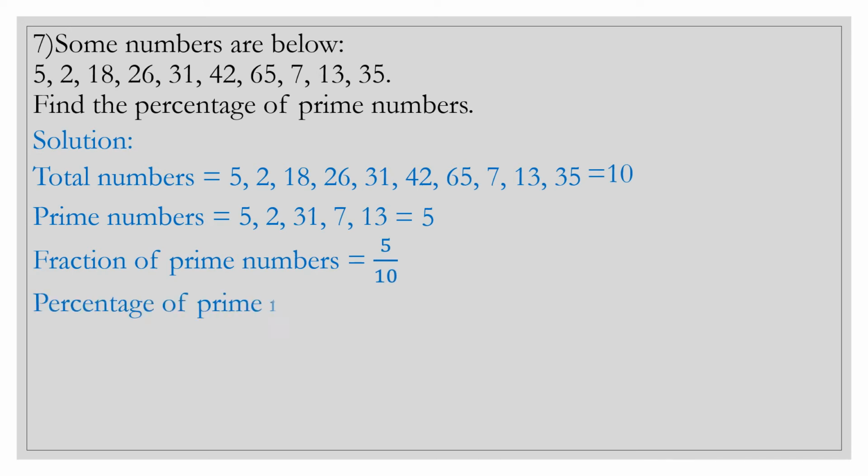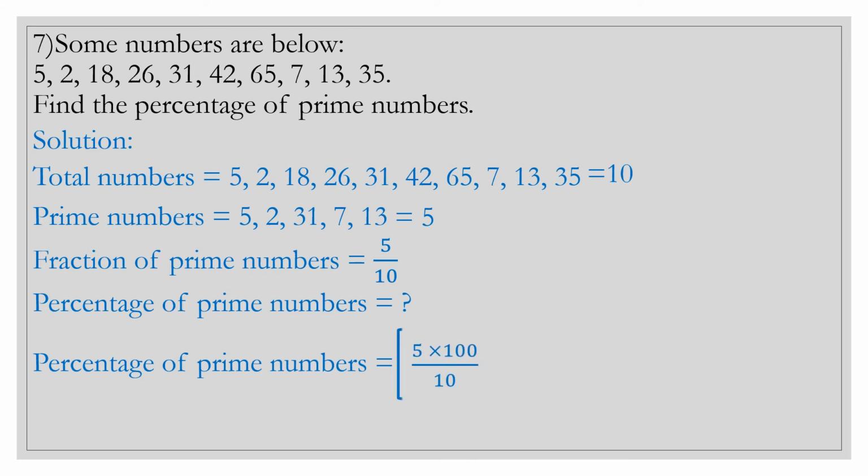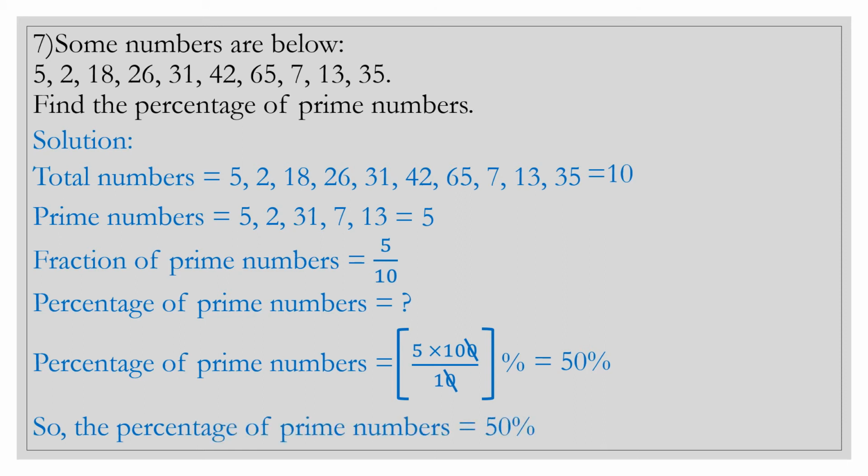And the percentage of prime numbers we have to find out. Again, if we convert a fraction into a percentage, multiply by 100 and put the percentage symbol. So the percentage of prime numbers is equal to 5 upon 10 multiplied by 100, write in bracket and put the percentage symbol. Now simplify. Cut 0 by 0. Now we have 5 multiplied by 10. Do the multiplication. We get 50. So the answer is 50%. So the percentage of prime numbers is equal to 50%. Next is question number 8.